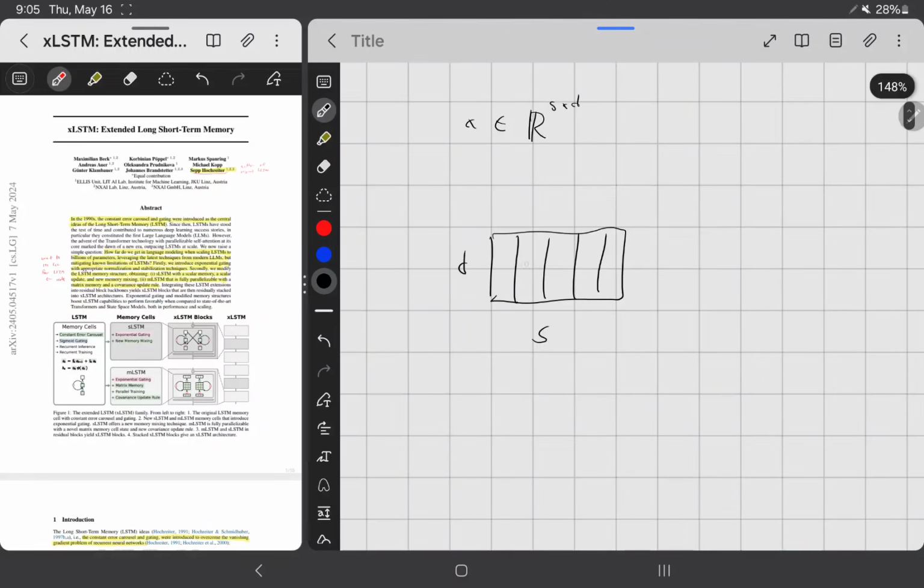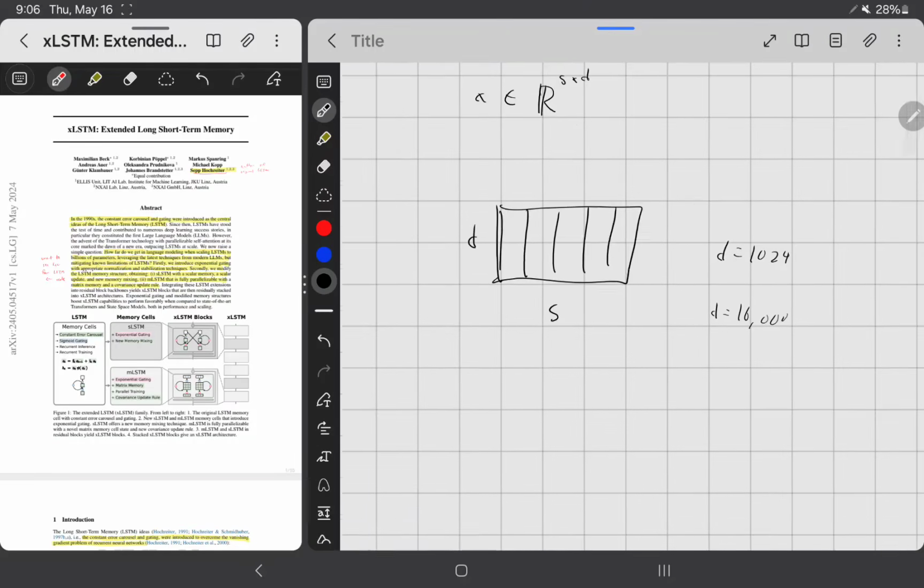So what is this? 1, 2, 3, 4, 5. This may be "I like cats, blah, blah, blah." So 5 words. I'm not that creative, but yeah, 5 words, each of dimensionality D. So D may be something like 1024, or maybe 16,000 with the new transformers these days.